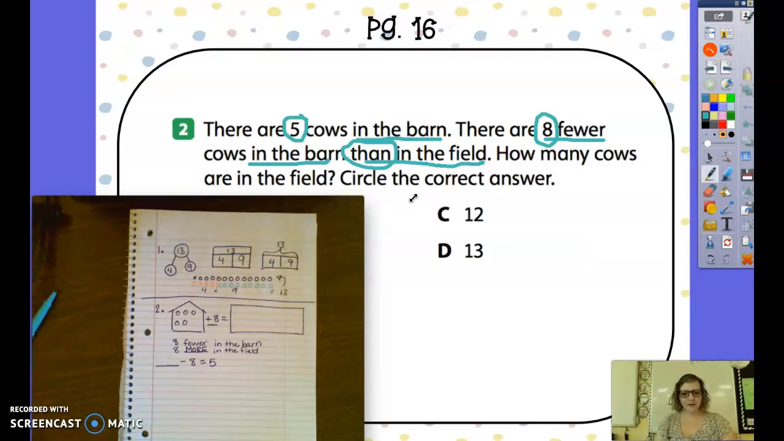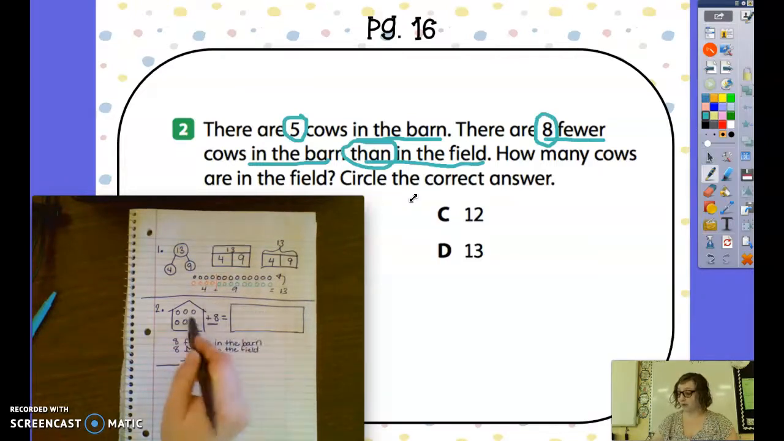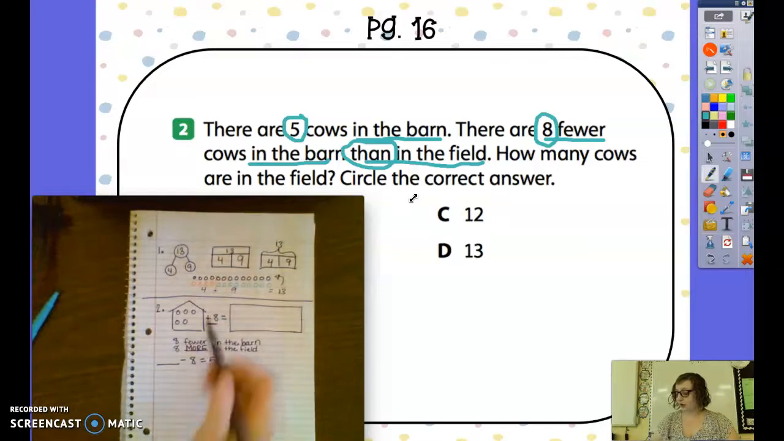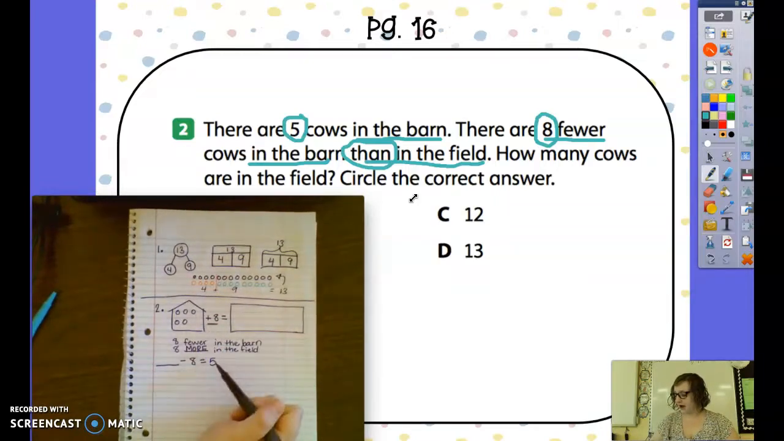Does that make sense, everybody? Because we're comparing the 2. So we're subtracting from our Big Daddy number, how much total, okay? Because this has more, the field has more than the barn. So now we're going to solve. We're going to take 5 and we're going to add 8 more to it to see how many are in the field, because remember there's 8 more cows in the field than there are in the barn.